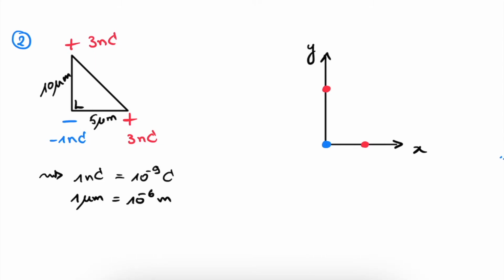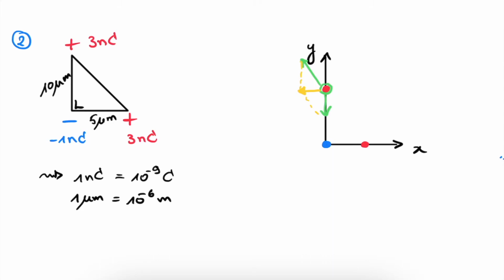And like I said, the goal of this exercise is to find the net force that is exerted on this positive charge. And we see that this will be a sum of an attractive force due to this negative charge right here, and a repulsive force of this positive charge right here. And then the total force will be, of course, the vector sum of these 2 forces.